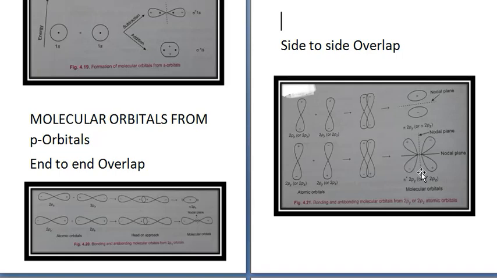Now the crest of electron waves are given a plus sign and the troughs are given a minus sign. Bonding molecular orbital is formed by combination of plus with plus and minus with minus, whereas the reverse takes place in anti-bonding. Plus and minus signs do not have any relation with the charge. They are just showing you the direction, whether it is like this or it is like this.